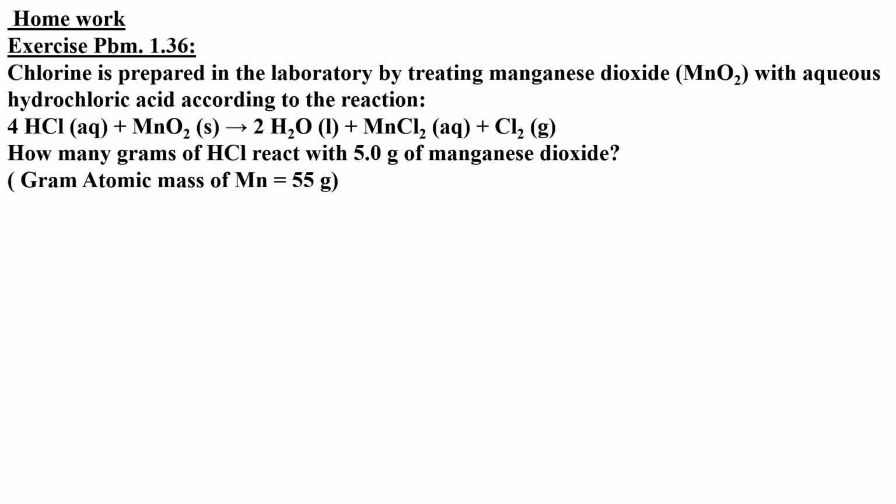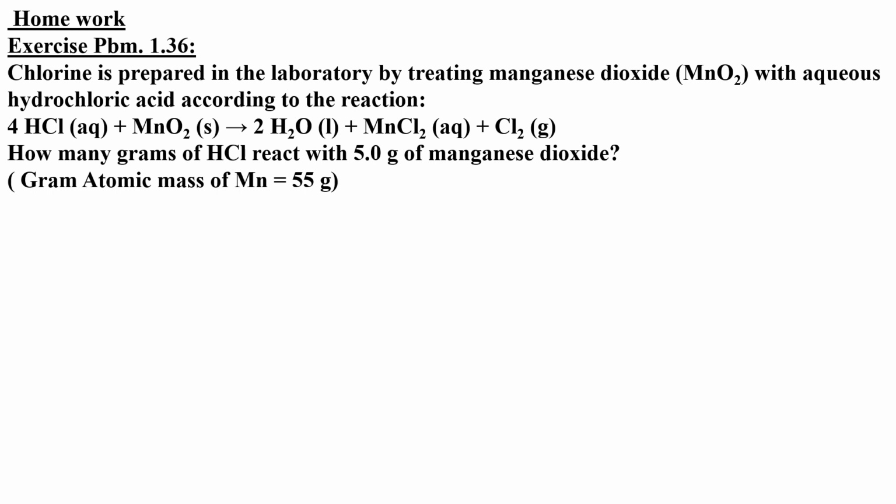Children, do this problem as homework. Chlorine is prepared in the laboratory by treating manganese dioxide with aqueous hydrochloric acid according to the following reaction. Okay, although this reaction is balanced, it will be better if you try to check whether all atoms are balanced on the reactant and product side. Okay, then you start doing the calculations.